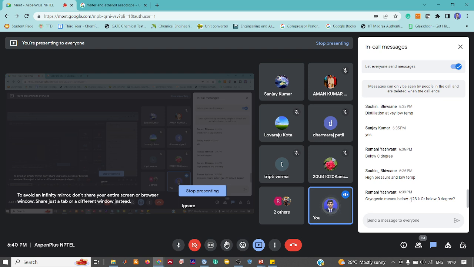It's not minus 123 Kelvin. It's 123 Kelvin. There is no negative temperature in the Kelvin scale. The lowest value you can go to is 0 Kelvin. There is no negative temperature in the Kelvin scale. It's 123 Kelvin. I'm not talking in degrees centigrade. It's 123 Kelvin.